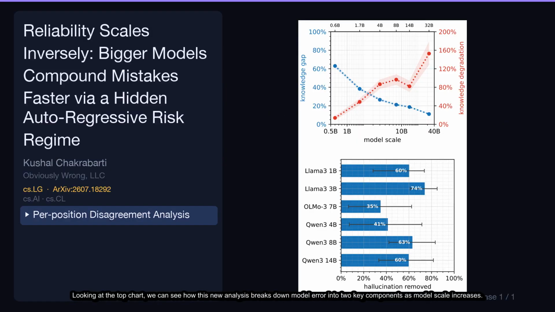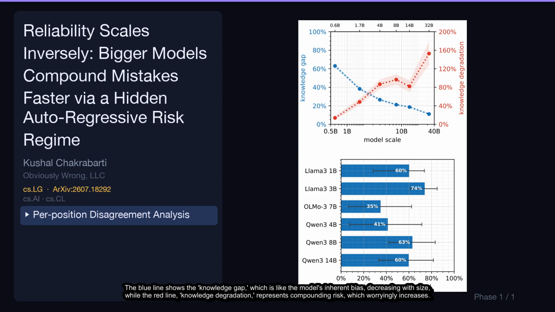Looking at the top chart, we can see how this new analysis breaks down model error into 2 key components as model scale increases. The blue line shows the knowledge gap, which is like the model's inherent bias, decreasing with size, while the red line, knowledge degradation, represents compounding risk, which worryingly increases.